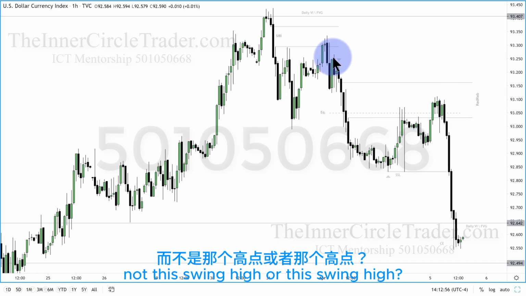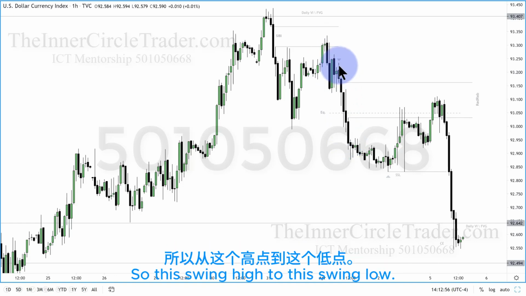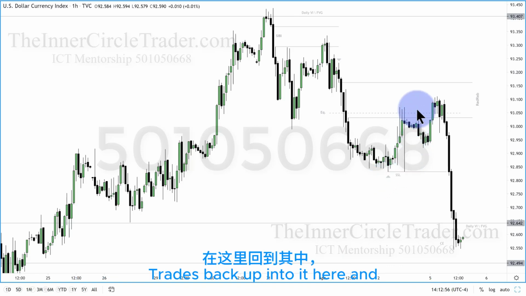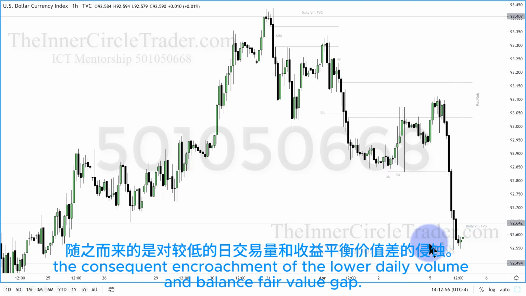Why this swing high, not this swing high or this swing high? Because we moved dynamically away from this swing high. So this swing high to this swing low, that's what I'm annotating with these little triangles. Trades back up into it here, and once more here, and then finally heavy distribution, attacking sell side liquidity and trading lower into the consequent encroachment of the lower daily volume imbalance fair value gap.